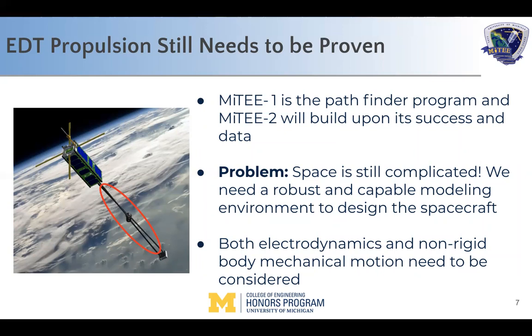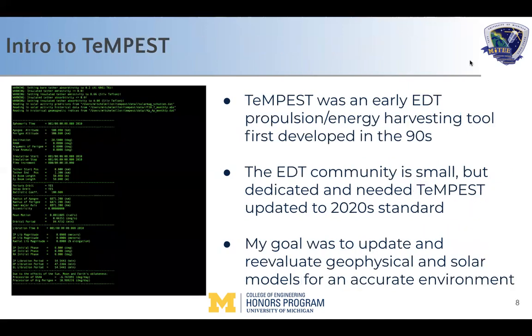so we can go into the full implementation of an EDT in Mighty 2. The big problem again is that space is still very complicated, and we need to come up with a robust and capable modeling environment to actually design our Mighty 2 spacecraft. This is because the electrodynamic tether is very complicated with regards to electrodynamics and non-rigid body mechanical motion, which both need to be considered to develop a spacecraft that will actually operate properly, especially with this tether that's free floating in space.